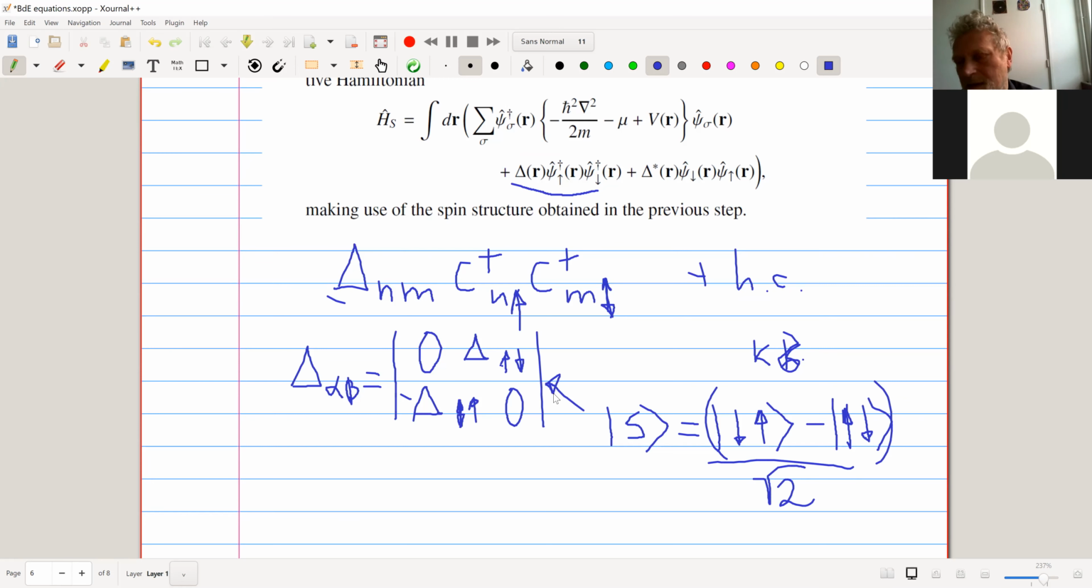So it's just a manifestation of the fact that, I guess I got a bit tired after all, it was a long presentation. This is a manifestation of the fact that Cooper pairs have zero spin. They're made of two electrons with opposite spins. They form spin singlets.